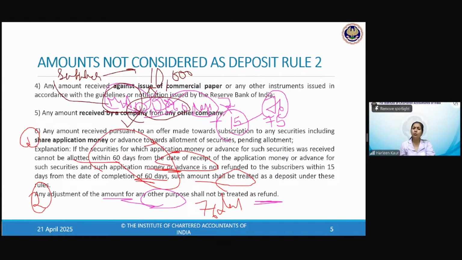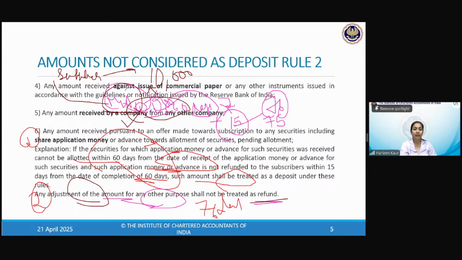Now, law asks you, this was the share application money that Mr. A, as an investor, is giving you to buy shares in your company, and you are trying to adjust it against the goods and services that you have supplied. Does it sound logical? You are trying to tell them that we have refunded the money because we have adjusted it against the goods. So law says any other kind of adjustment that you are making will not be considered as a refund. That means you have not refunded the money. Therefore, this amount will be treated as a deposit.